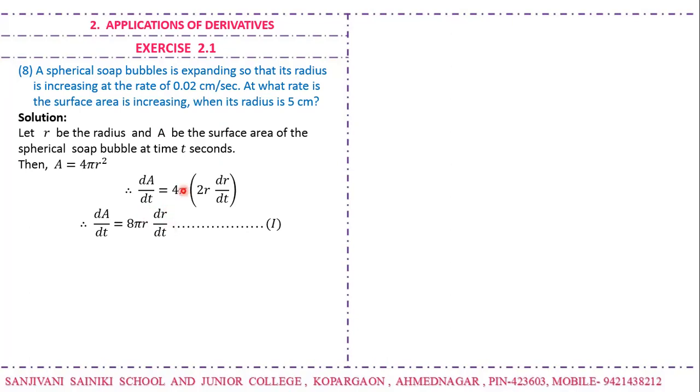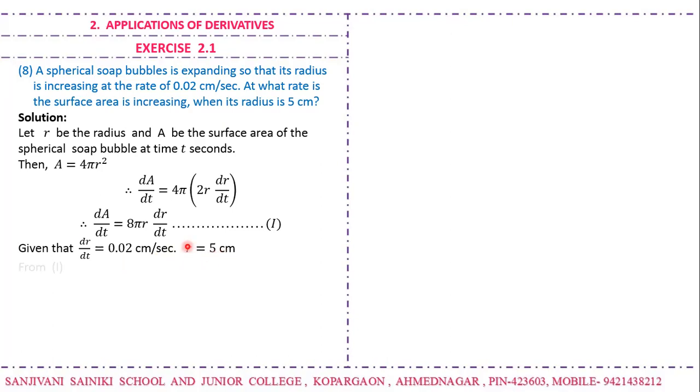That means dr by dt is 0.02. Okay, given that the rate of change of the radius is 0.02 centimeter per second, and we want the rate at which the surface area is increasing when its radius is 5 centimeter. So r is equal to 5 centimeter.